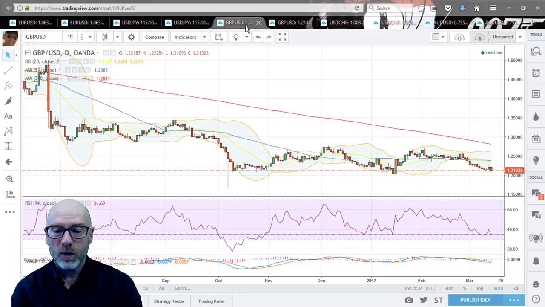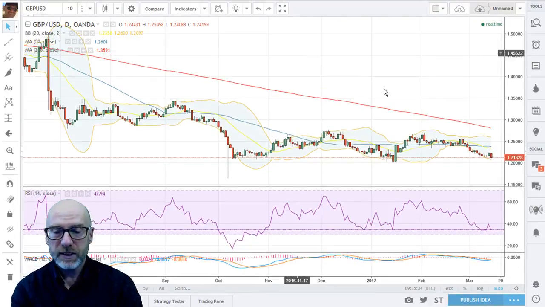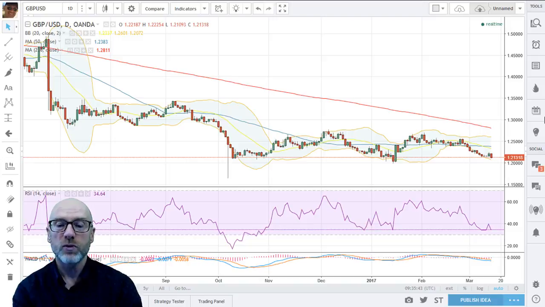On to the pound, and obviously we have had the Scottish announcement yesterday regarding the referendum, and today it looks like we are going to hit Article 50. Maybe not until the end of the month though, but that's only a couple of weeks away. So sterling's been quite volatile the last couple of days, and it is down today.